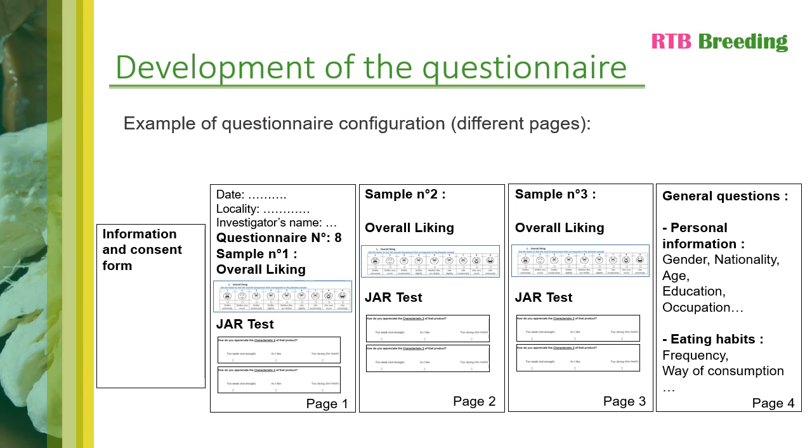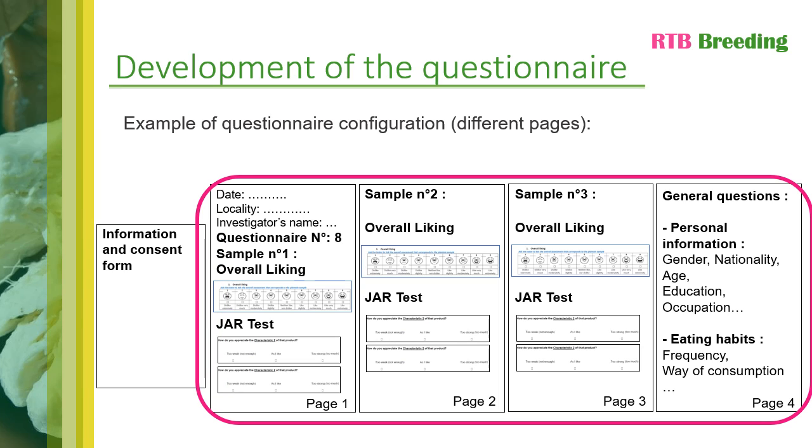On this slide, you can see a summary of what I've just explained. It's an example of the different pages that make up the questionnaire. So each white rectangle represents a page of the questionnaire that you will present to the consumer. In this example, there are 3 different samples. The first page, which is not numbered, is an information and consent page. It can be 1 or 2 pages long, depending on the length of the project description. This page must be completed and signed by the consumer before starting the study. It will be kept separately from the questionnaire.